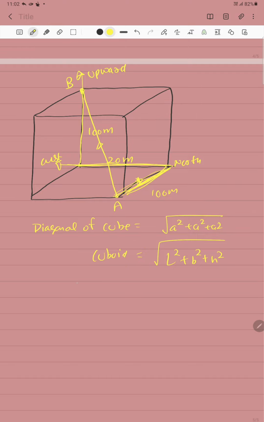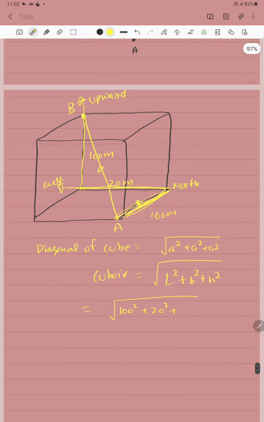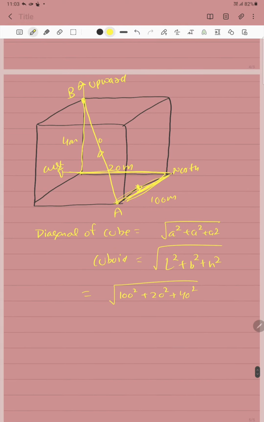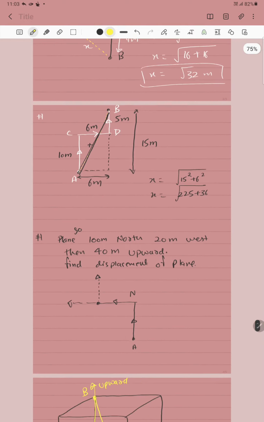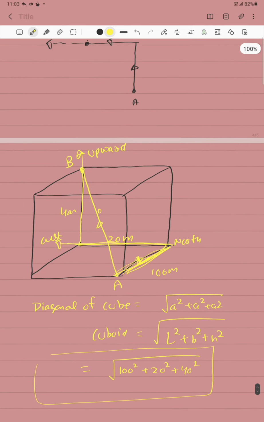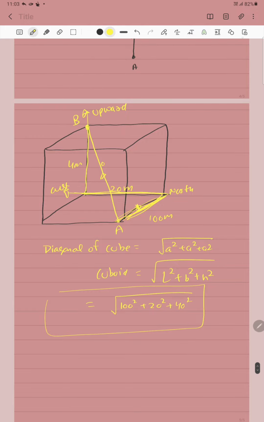Whenever you find questions like this, just use this simple concept: 100 square plus 20 square plus how much he go in upward direction? 40 meter he go upward, so it will be 40 square. When you solve this, you will get your answer, right? So in this way you can solve some tricky problems of distance and displacement, right? I am solving some more. Let me add few pages here.